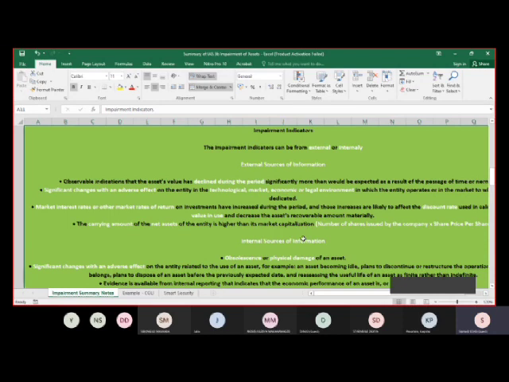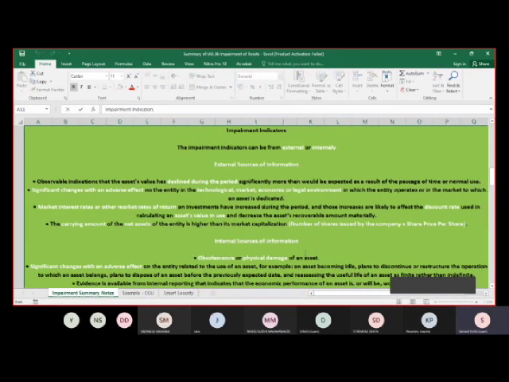When you read, you must be able to identify, okay, here you might have an economic or legal environment or whatsoever, or indicator of impairment. So we also have internal sources of information. Now that you have spoken about external sources, we have internal sources of information. An example will be when an asset is obsolete or physically damaged. So in that case, you might need to look at it for impairment.